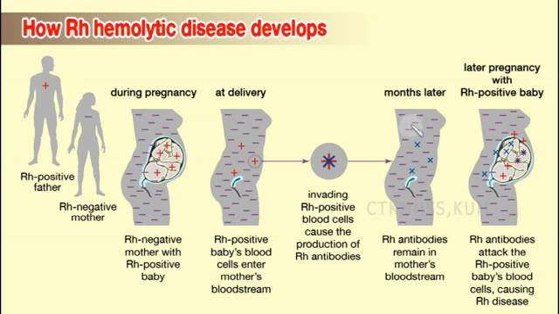But later, pregnancy with an RH positive baby. Again when the same lady gets pregnant and the baby is again RH positive, this mother's body is ready with the antibodies, that is RH antibodies, that will attack the RH positive baby's blood cells, causing RH disease. This leads to agglutination of the blood, that is, it leads to various symptoms which you will see in the next slide.